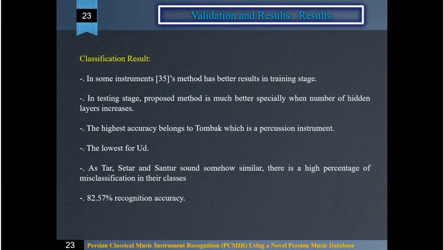From the classification results, we can conclude that for some instruments, the 35 method, or Solanki method, has better results in the training stage. In the testing stage, the proposed method is much better, especially when the number of hidden layers increases. The highest accuracy belongs to tombak, which is a percussion instrument, and the lowest to oud, as tar, setar, and santur are somehow similar. And finally, in the testing stage, we get 82.57% classification accuracy.